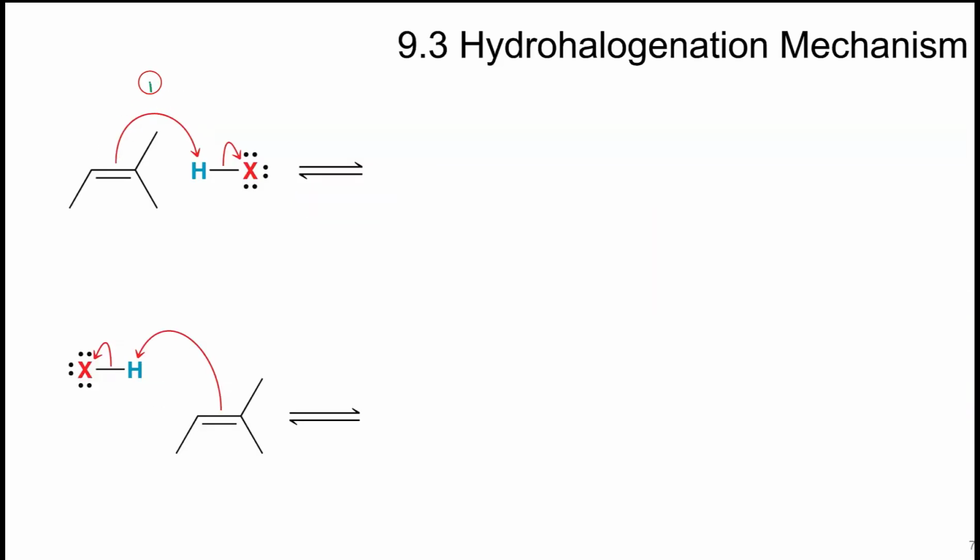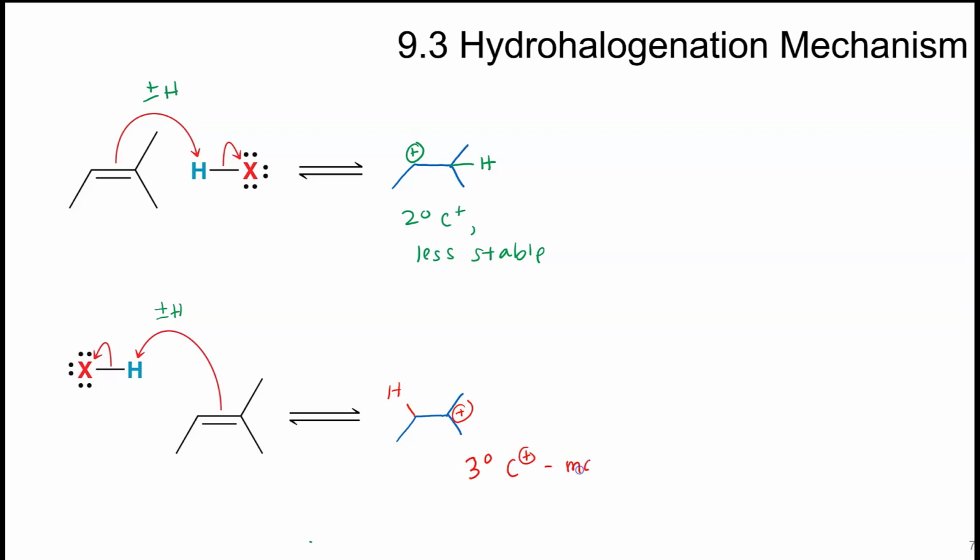If we had the proton transfer and the hydrogen added here, the carbocation that formed would be a secondary, which is less stable. But if we do the proton transfer and the hydrogen goes to the less substituted carbon, then we get a more stable carbocation. There's also X- available in both of those.